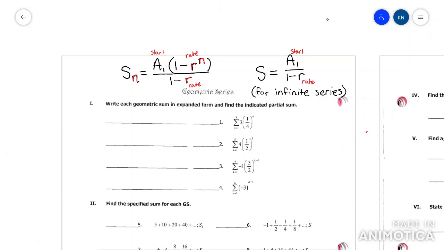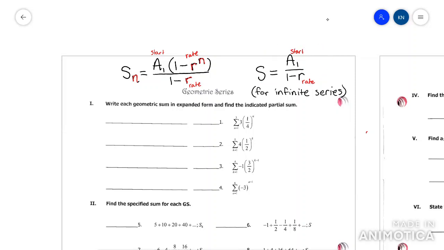Now, in terms of what the letters represent, it's pretty self-explanatory. I have it labeled, but basically you have your start, you have your rate, and you have your number. And so like this first equation, this rate is going to be in both places here, top and bottom. And then over on this infinite series equation, you just have a start and a rate.